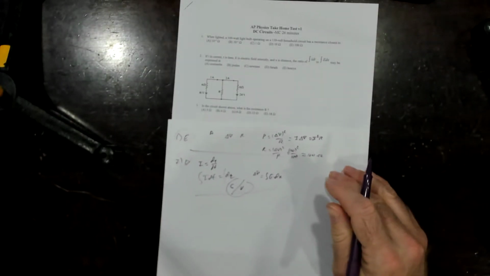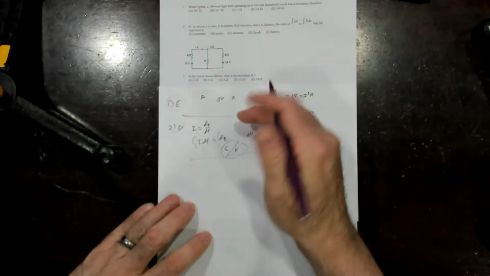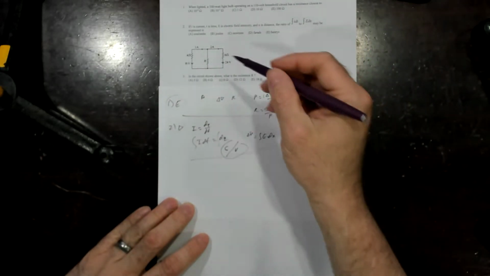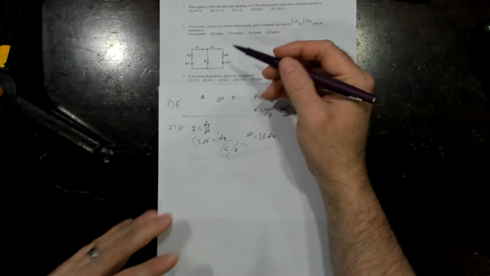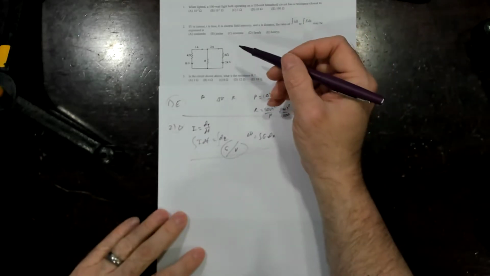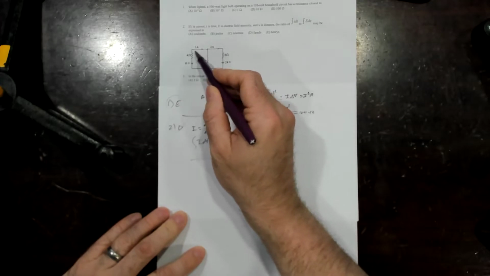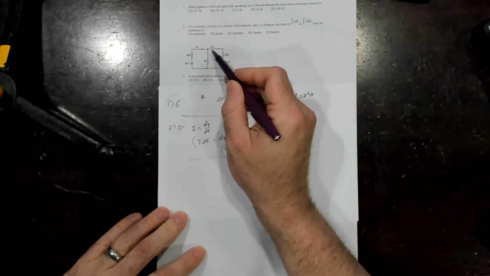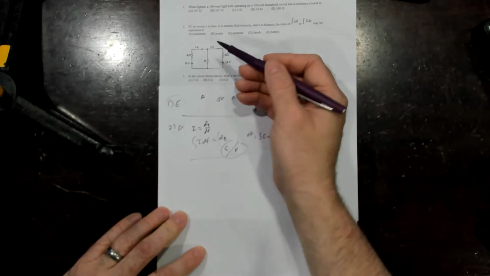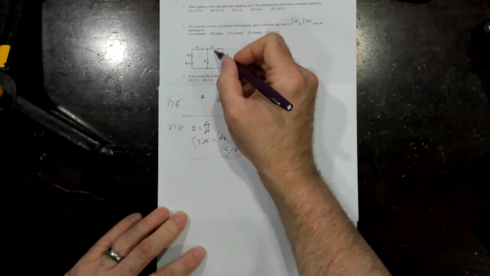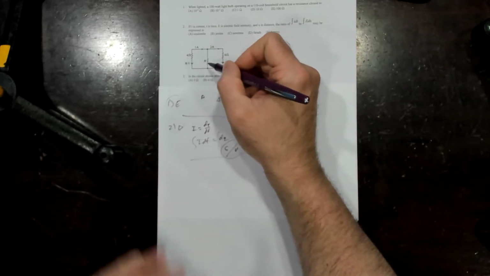All right, 3. In the circuit shown above, what's the resistance R? So take a look at this. I'm just going to go ahead and do a Kirchhoff's loop law on this. Let me go around this left loop. Do you see that there's an arrow showing the currents going this way, and an arrow showing the currents going this way? 1 amp this way, 2 amp this way, junction law, currents in equals current out. I've got 3 amps going through that resistor there.